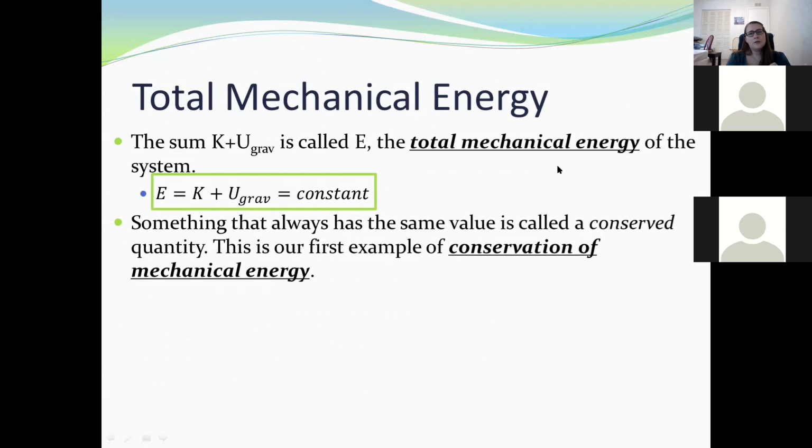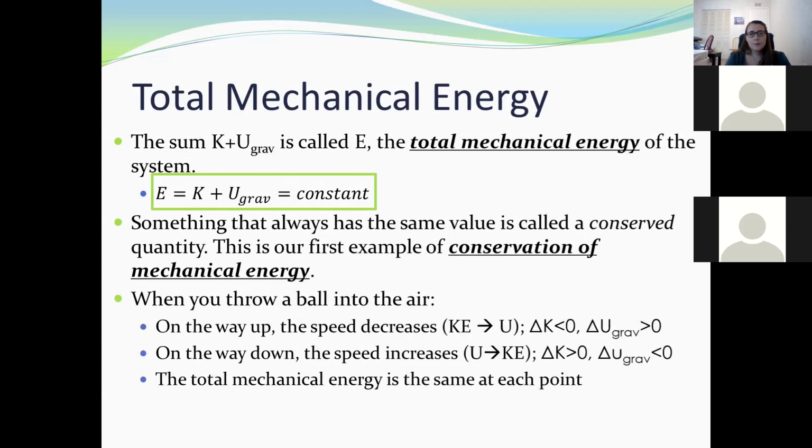So you'll see how it changes throughout the next couple of days. But when you throw a ball into the air, just for another example, on the way up, the speed decreases. So it goes from having a lot of kinetic energy to a lot of potential energy as it goes up and up higher. And so our change in kinetic energy is negative because it's slowing down. Velocity is going from big to small. But our change in potential gravitational energy is positive, right? It's going to a higher height.